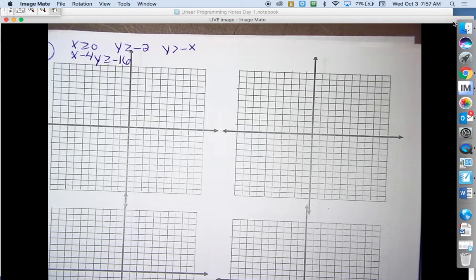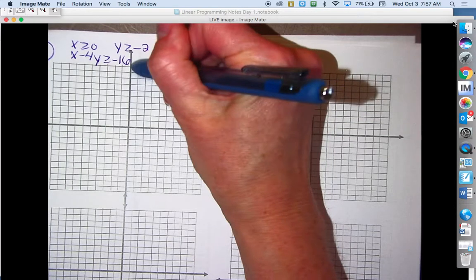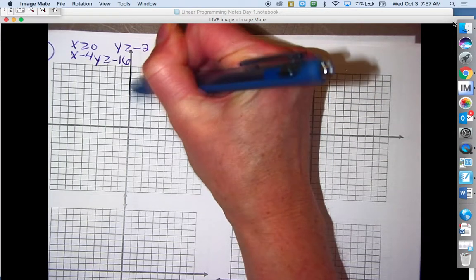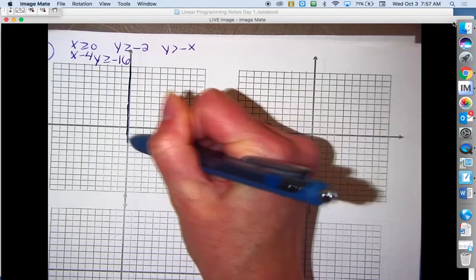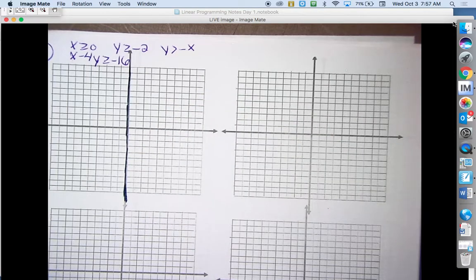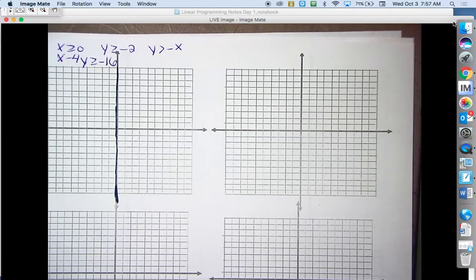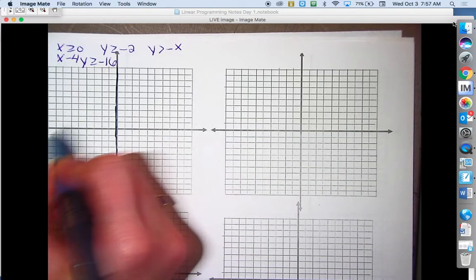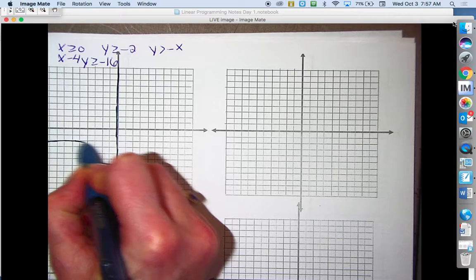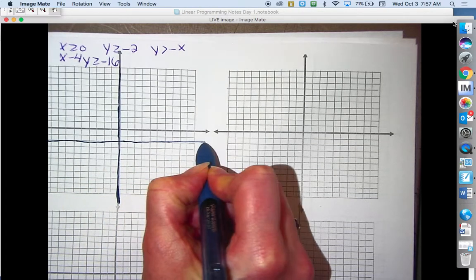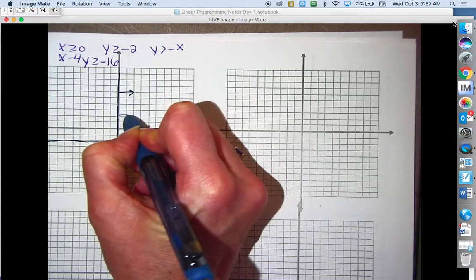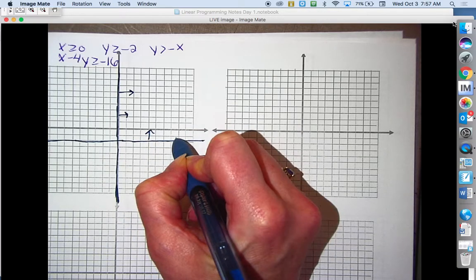So the first one, x is greater than or equal to 0. X is a vertical line, so vertical line at 0. Greater than or equal to means we would be shading to the right. The second one, y is greater than or equal to negative 2. So that's our horizontal line at negative 2. So we know we're in this direction and we're above here.